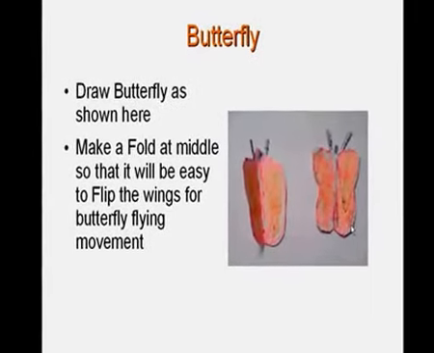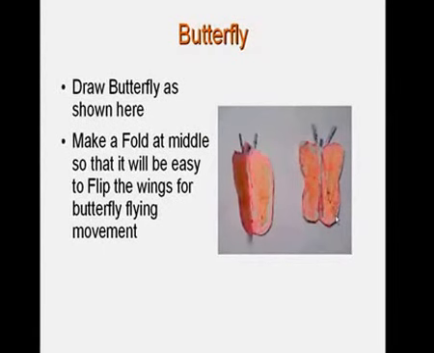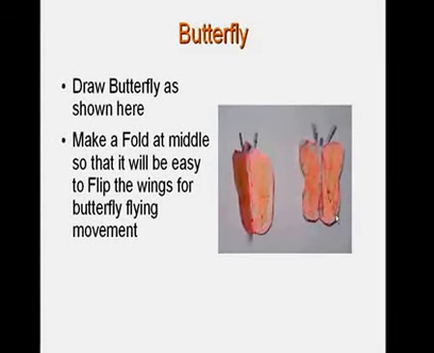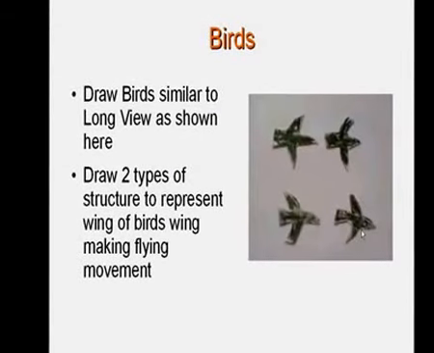For the butterfly, you can use bright colors. I made it here with rose and orange colors. You have 2 antennas and a head-like appearance in the middle. Make a fold in the middle so that the wings can be folded to make a flying movement.